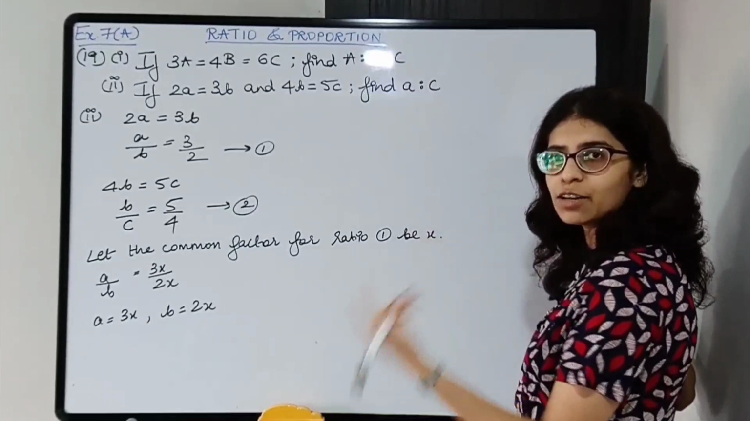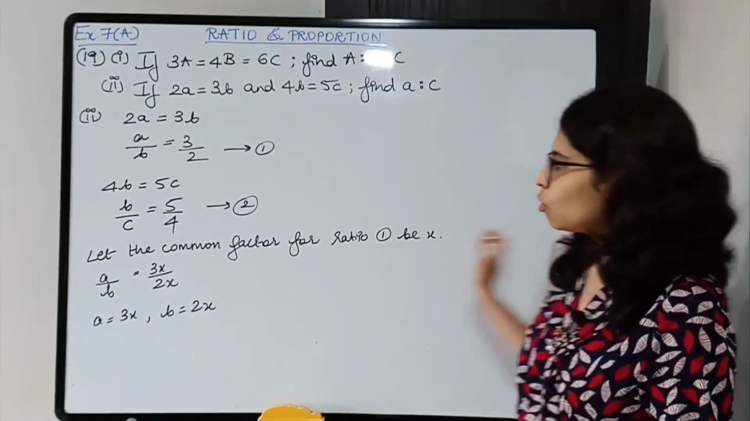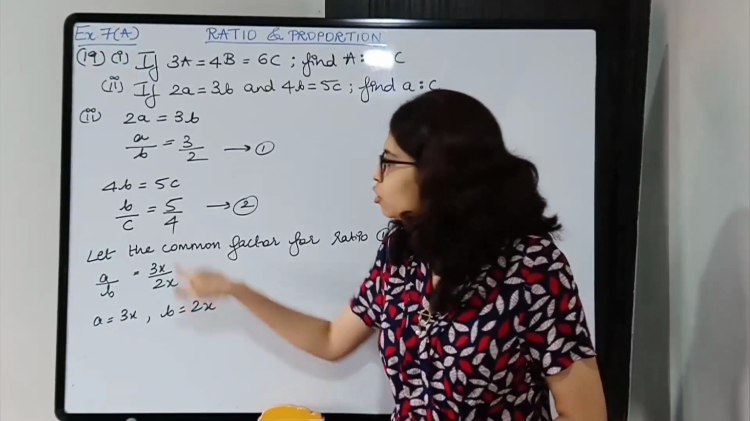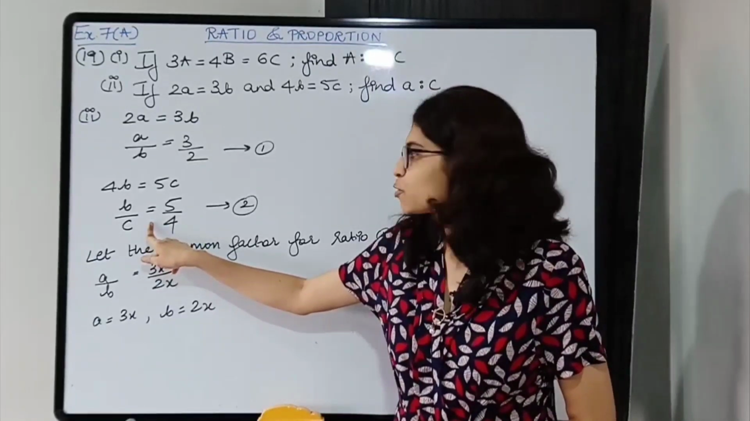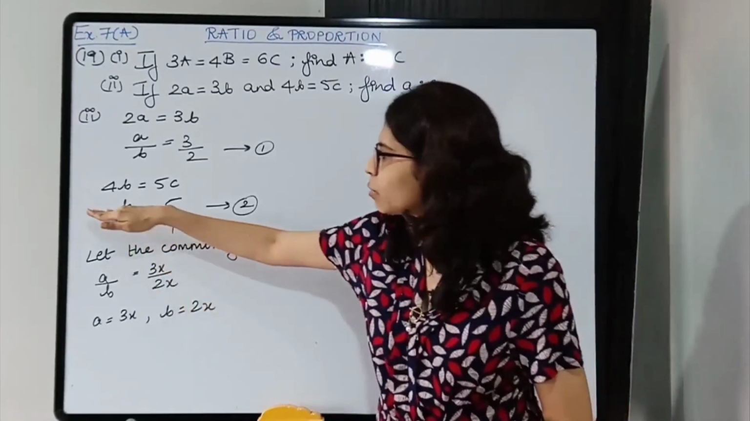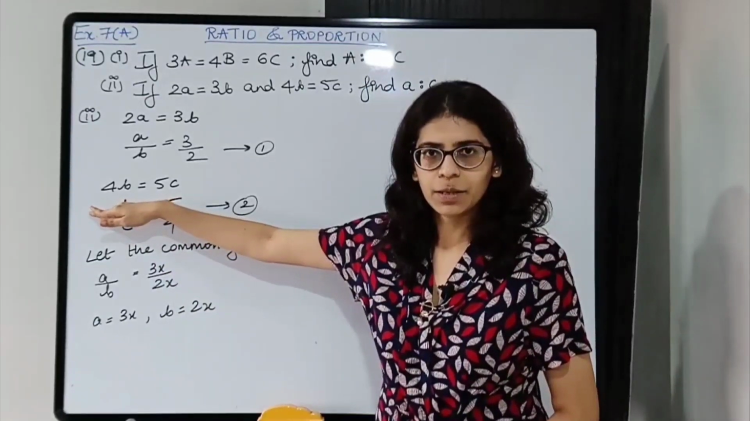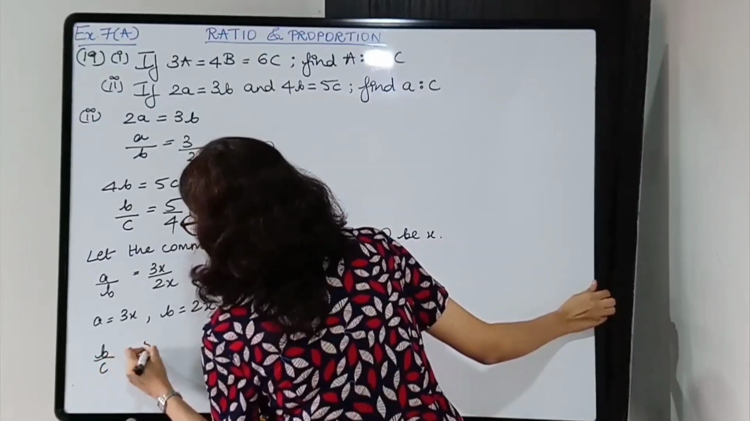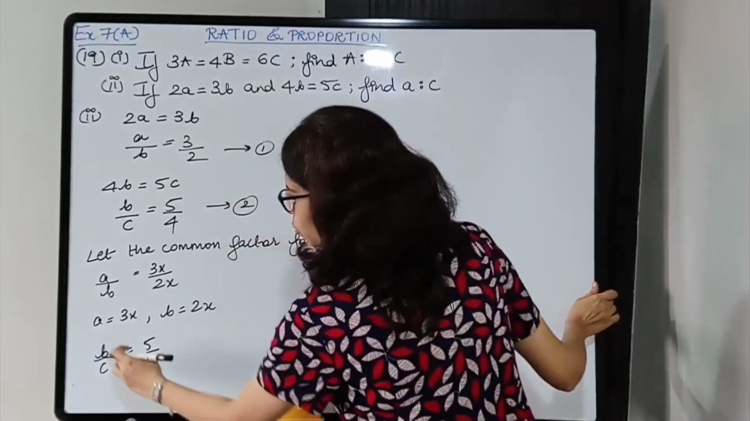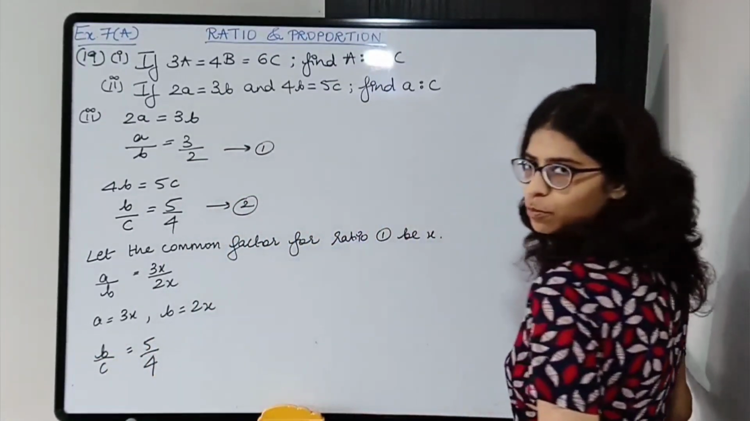Now we need C also in terms of x. So B is used in second equation, second ratio. ठीक है, so second ratio में B की जगह पे हम लोग 2x सब्सटीट्यूट कर सकते हैं. So B upon C is equal to 5 upon 4. So 2x upon C is equal to 5 upon 4.